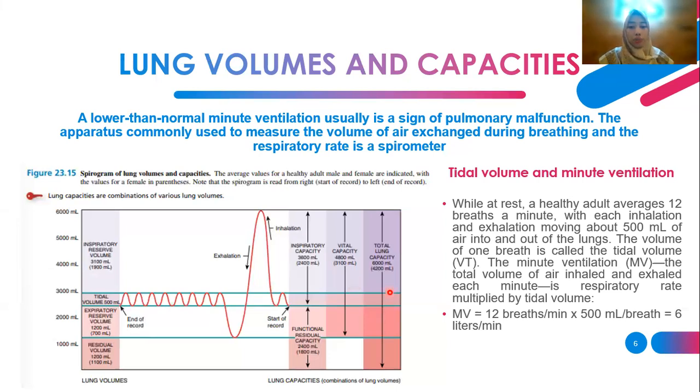Okay, so the lung volumes measured by spirometry include tidal volume, minute ventilation, alveolar ventilation rate, inspiratory reserve volume, expiratory reserve volume, and FEV. Other lung volumes include anatomic dead space, residual volume, and minimal volume. Lung capacities, the sum of two or more lung volumes, include inspiratory, functional residual, vital, and total lung capacities.